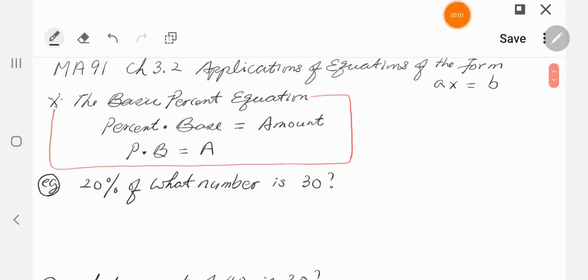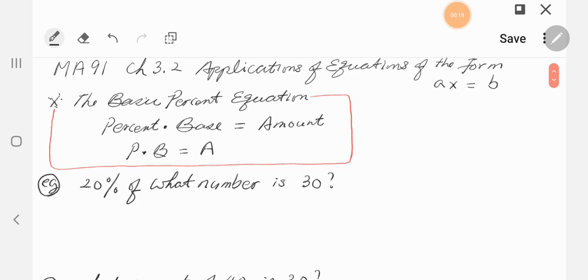Okay, chapter 3.2 is about application of equations, applications in your word problems. So in order to complete this section, we have to understand percent. Okay, percent. So here is a basic percent equation. The basic percent equation is really simple.